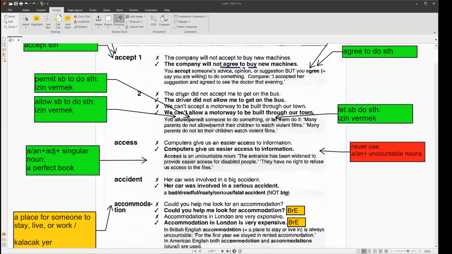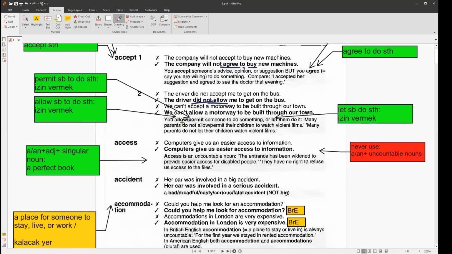The driver did not accept me to get on the bus. The driver did not allow me to get on the bus. We can't accept a motorway to be built throughout our town. We can't allow a motorway to be built throughout our town. Okay, thank you so much, Latife. Here, the wrong sentence is: the driver did not accept me. No, we don't say accept. We say did not allow. What is allow?